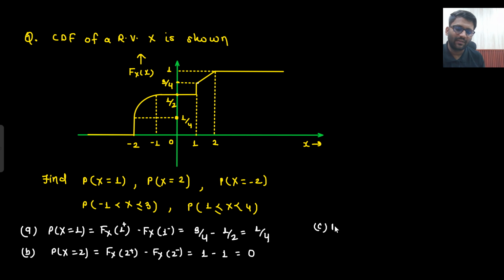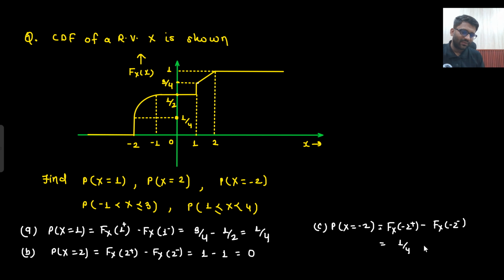Let's see the third example. Probability at x equals minus 2. So let's see the graph at x equals minus 2. The graph is continuous. It will be surely 0. You can check Fx of minus 2 plus minus Fx of minus 2 minus. Minus 2 plus, what is the value? 1 by 4. Oh, sorry. The graph is not continuous, no? At minus 2, there is a jump. Really sorry. At minus 2, there is a jump, no?